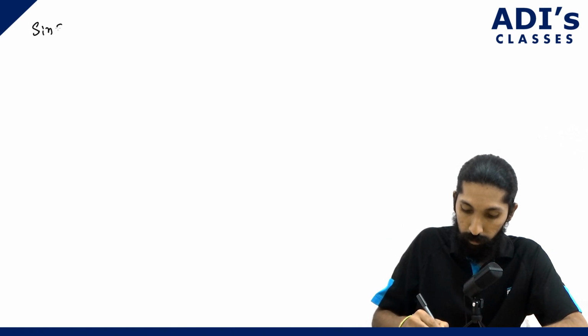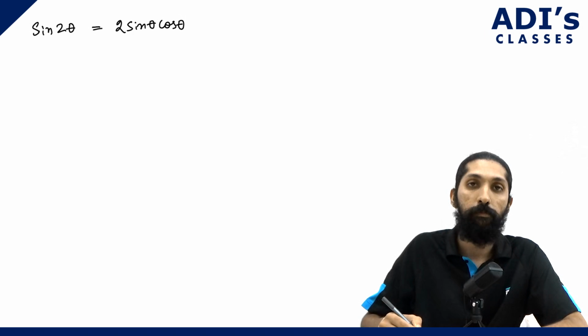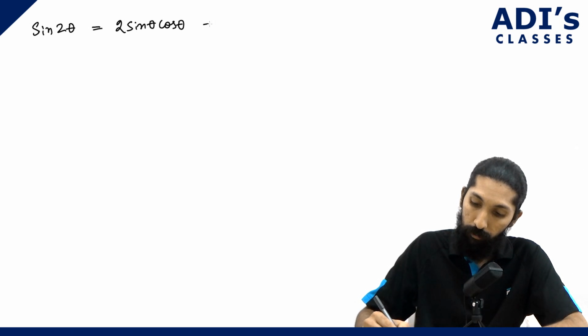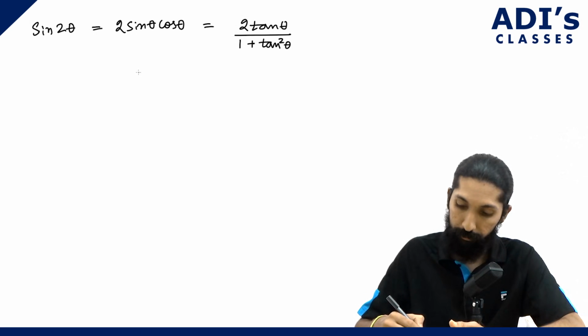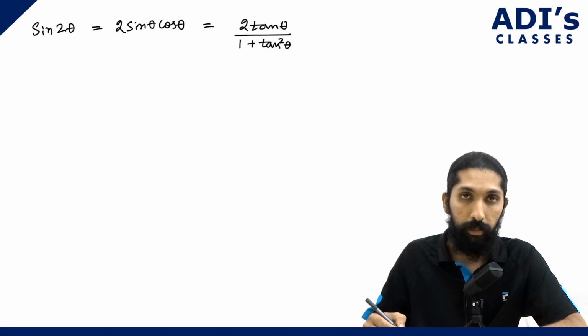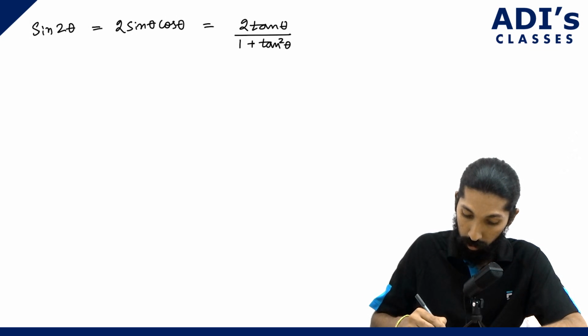So we have sine 2 theta. This is 2 sine theta cos theta, right? Or 2 tan theta divided by 1 plus tan square theta. Sorry, 1 plus tan square theta, 1 minus would be tan 2. 1 plus tan square theta, right? This is 1. Or cos 2 theta.